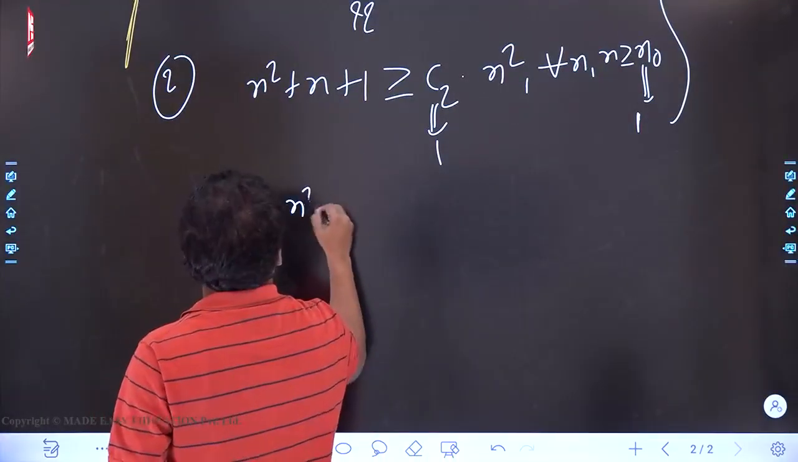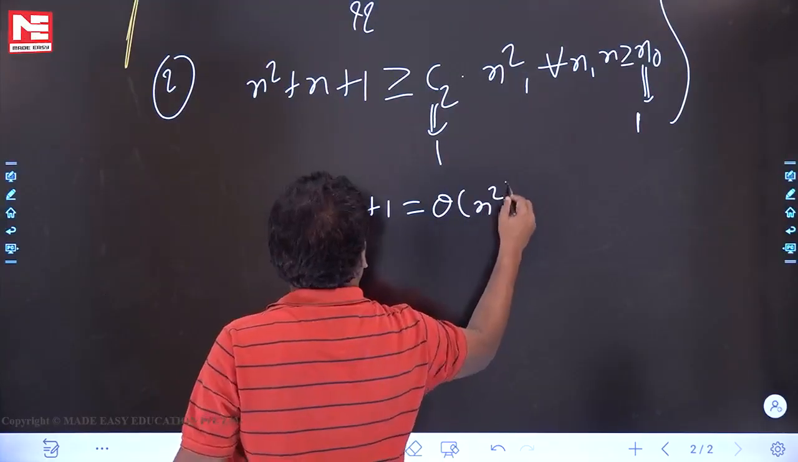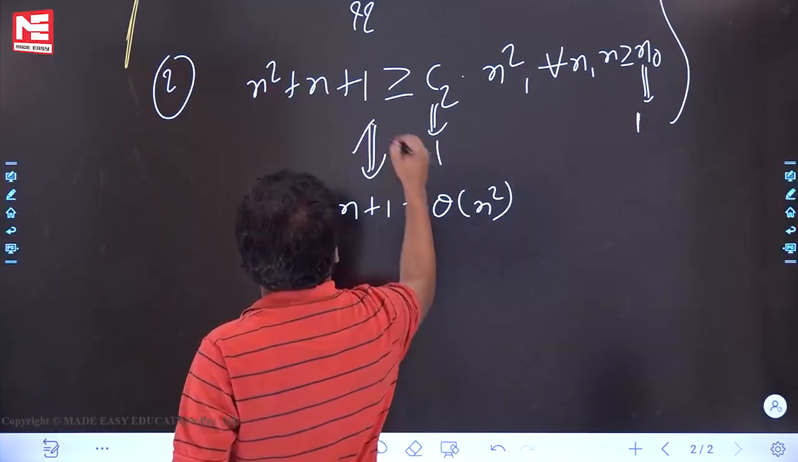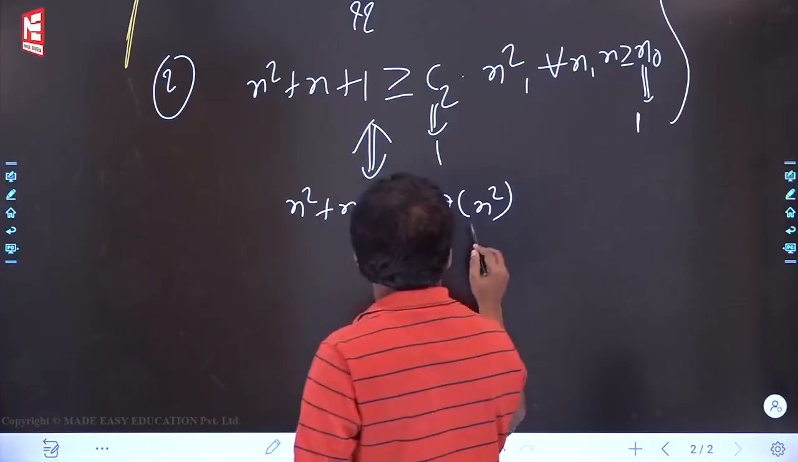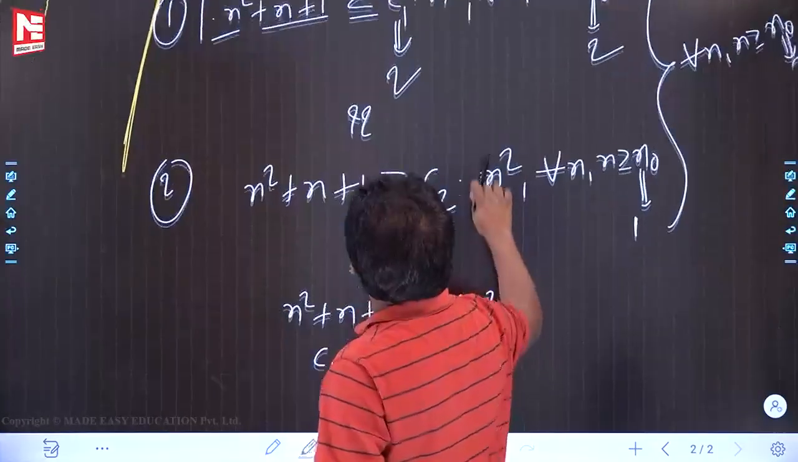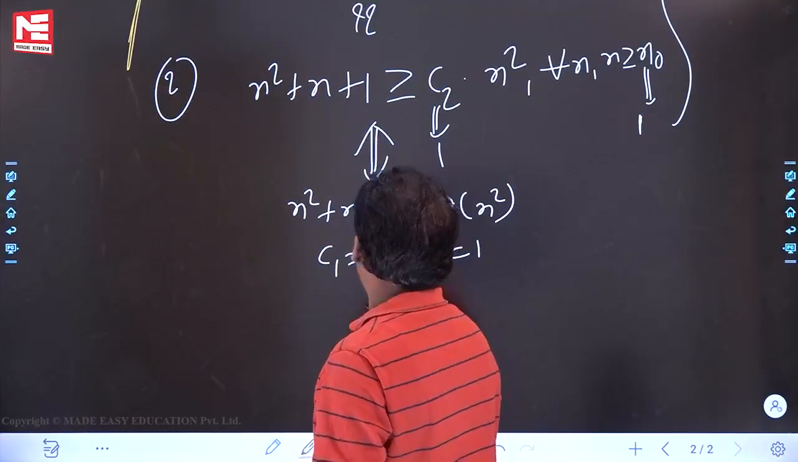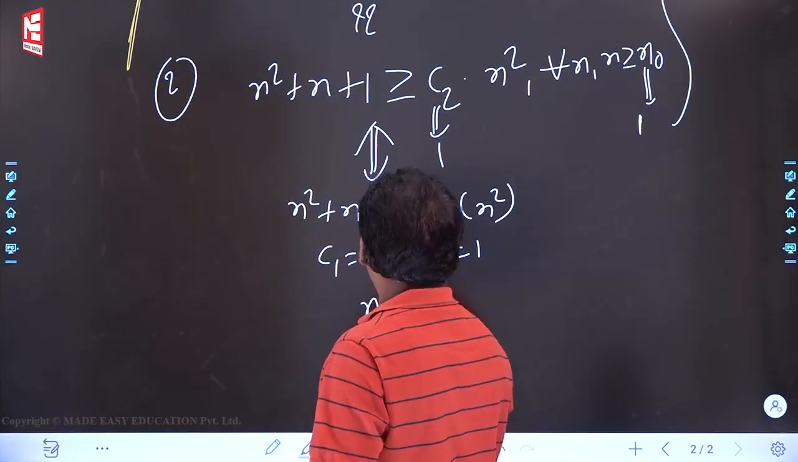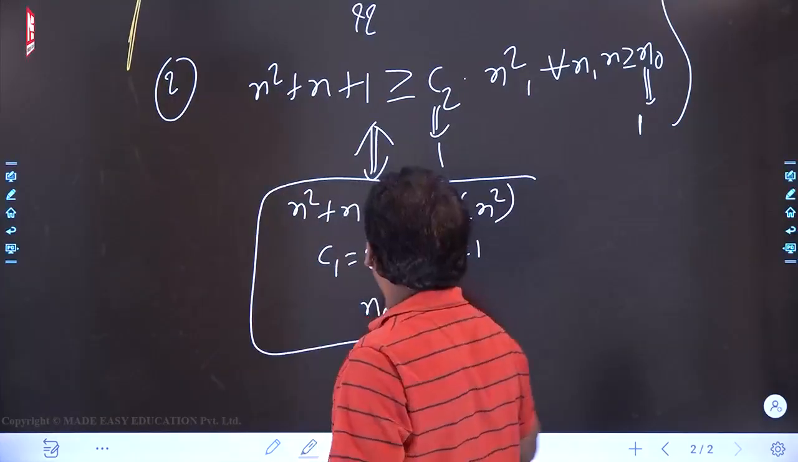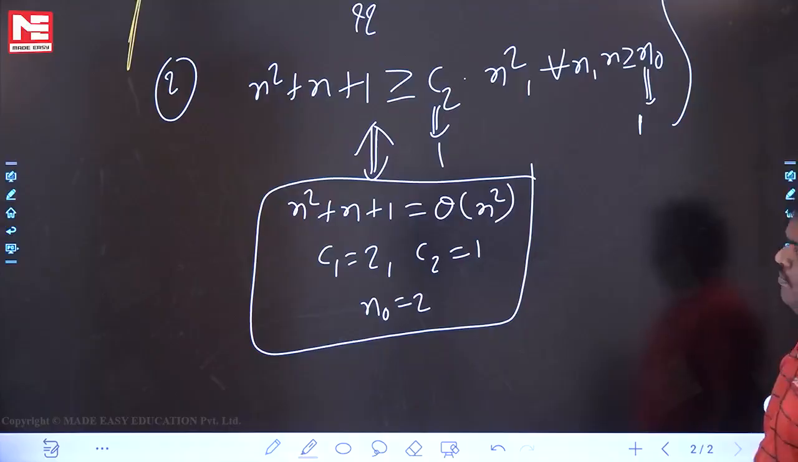f of n, n square plus n plus 1, is theta of n square. Theta of n square, right? Some people are asking, sir, how can you say? For C1 is equal to, what is the answer? C1 is equal to 2, big O possible. C2 is equal to 1, omega possible. Right? What is the n0? 2. Big O and omega possible. From 2 onwards, so I can say theta.